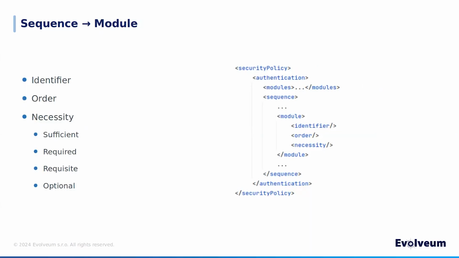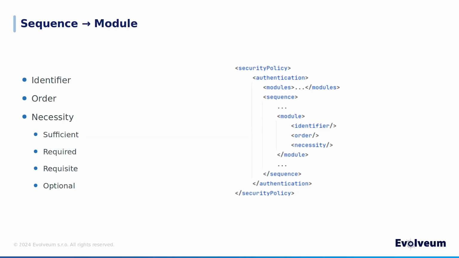The specification of the authentication modules in the sequence includes the following important attributes. Identifier is a reference to the authentication module identifier. The value of this element must match the identifier of the existing authentication module. The authentication modules are evaluated in sequence or in parallel if possible. Parallel evaluation is only allowed for the REST and actuator channels.